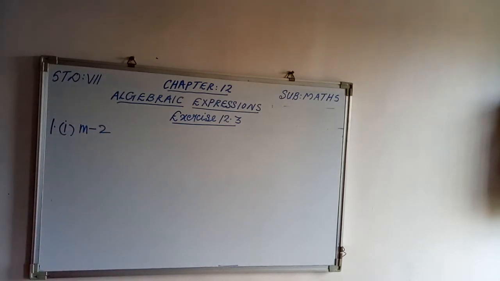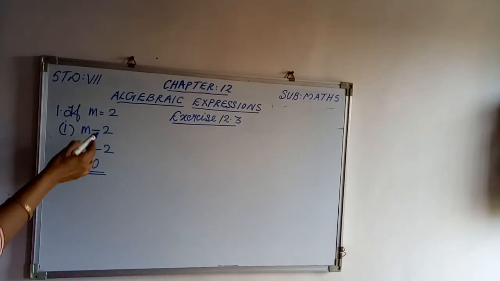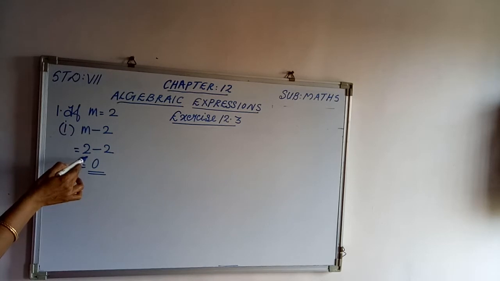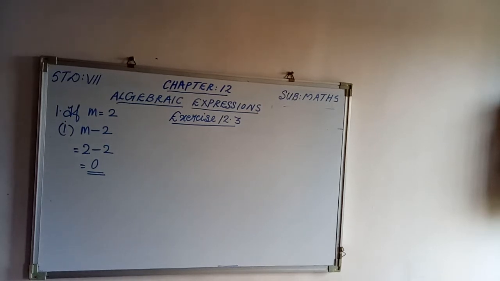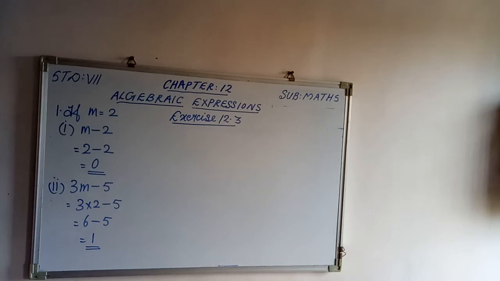So what's the value of m? m is equal to 2. So m minus 2 is equal to, in place of m, you have to substitute 2, then 2 minus 2, that's equal to 0. Now, second question, 3m minus 5. In place of m, you will substitute the value 2. Then 3 into 2 minus 5. 3 into 2, 6. 6 minus 5, that's equal to 1.